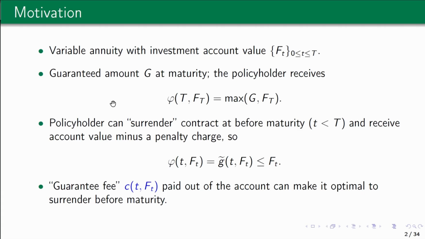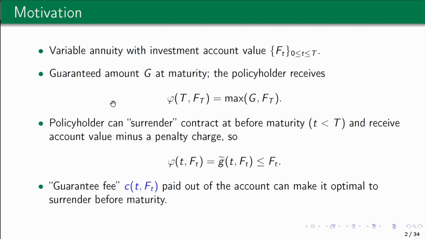An interesting feature of this is that the policyholder can surrender or lapse the contract before maturity. Basically just say, I changed my mind. I no longer want to wait for the whole duration of the contract. I don't really care anymore about the final guarantee. I just want my money that's accumulated in the account. There's different reasons why one would want to do that.